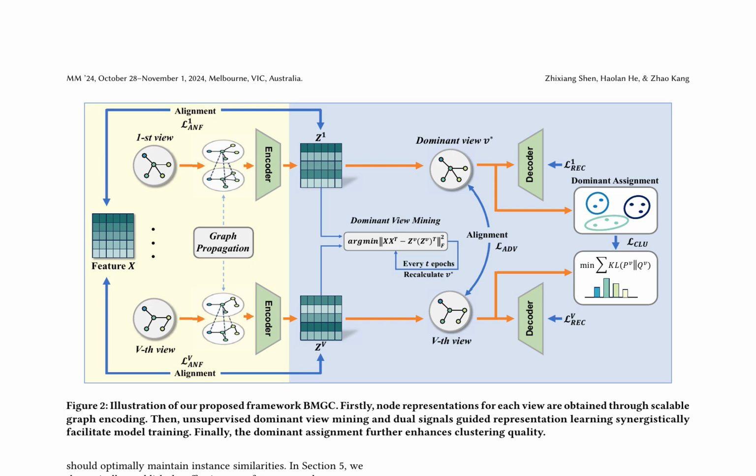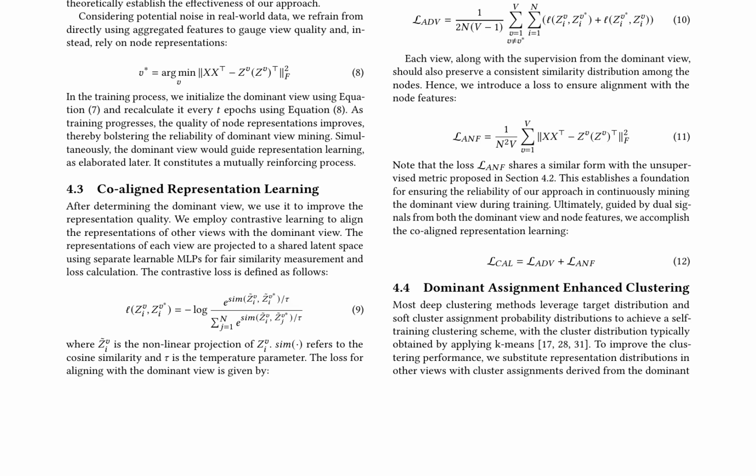This is achieved by projecting the representations of each view to a shared latent space using separate learnable MLPs, and computing a contrastive loss, equation 9, to measure the similarity between views. The loss for aligning with the dominant view is given by equation 10. Additionally, the authors introduce a loss, equation 11, to ensure alignment with the node features, which shares a similar form with the unsupervised metric proposed in section 4.2.